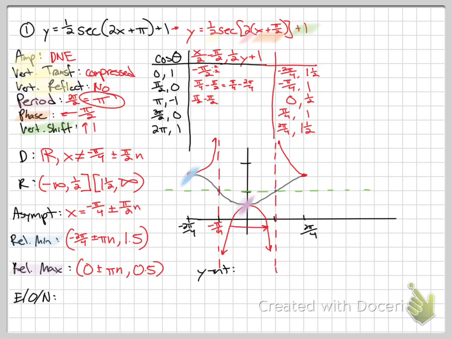Even, odd, neither. Well, let's do y-intercept. We got lucky. The y-intercept showed up in our graph. The y-intercept is 0.5, or 1/2. That is one of my mins or maxes. You should be able to look at this graph and see, if you fold it on the y-axis, every point would land on itself. This is an even function.